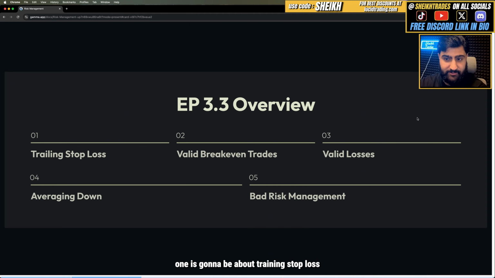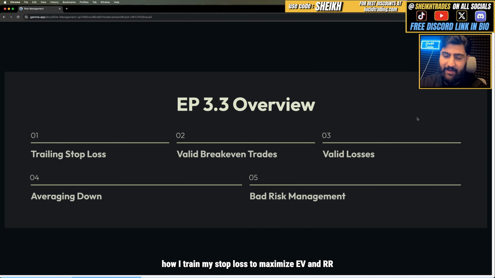One is going to be about trailing stop loss, how I trail my stop loss to maximize EV and RR. The second one is going to be valid break-even trades that, in my opinion, were valid break-even trades. The third one is going to be valid losses, full transparency, showing you the losses that I've taken, and in my opinion, that they're valid losses.